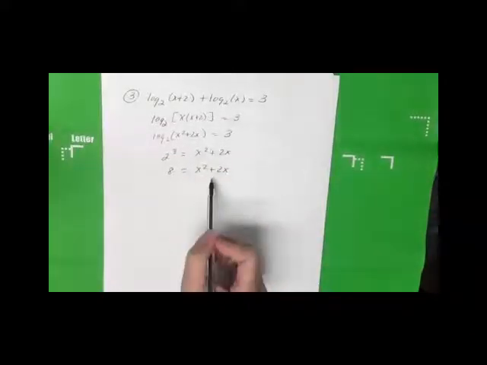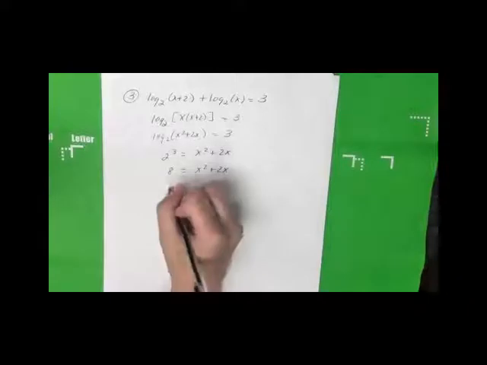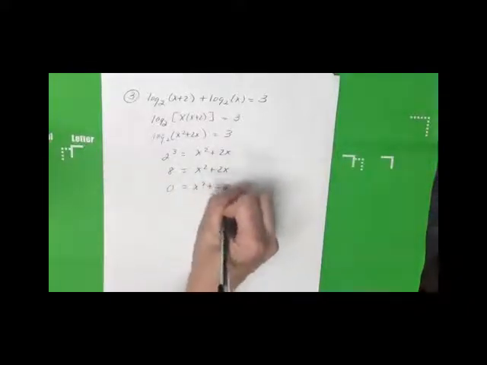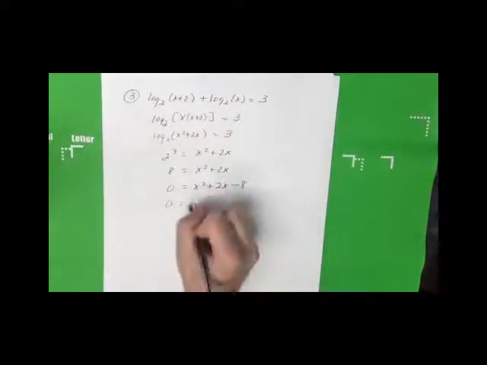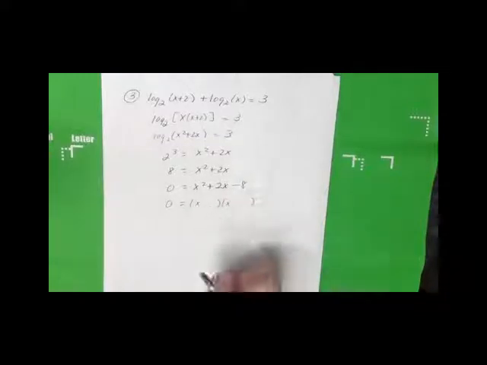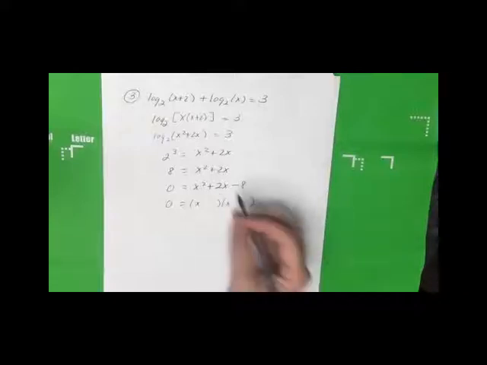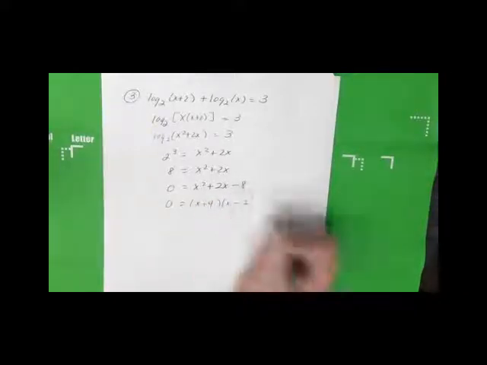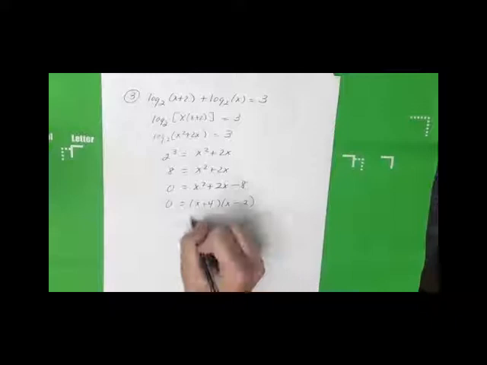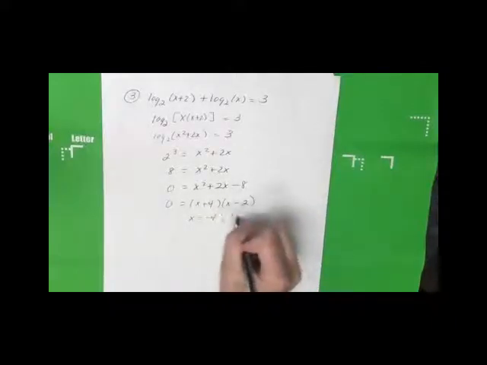Now, we can see that this is quadratic. So I want to set it equal to 0. So I have 0 equals x squared plus 2x minus 8. Then let's go and factor. I want two numbers whose product is negative 8 and whose sum is positive 2. So I got plus 4 and minus 2. Setting each of these equal to 0, I got x equals negative 4 or x is 2.